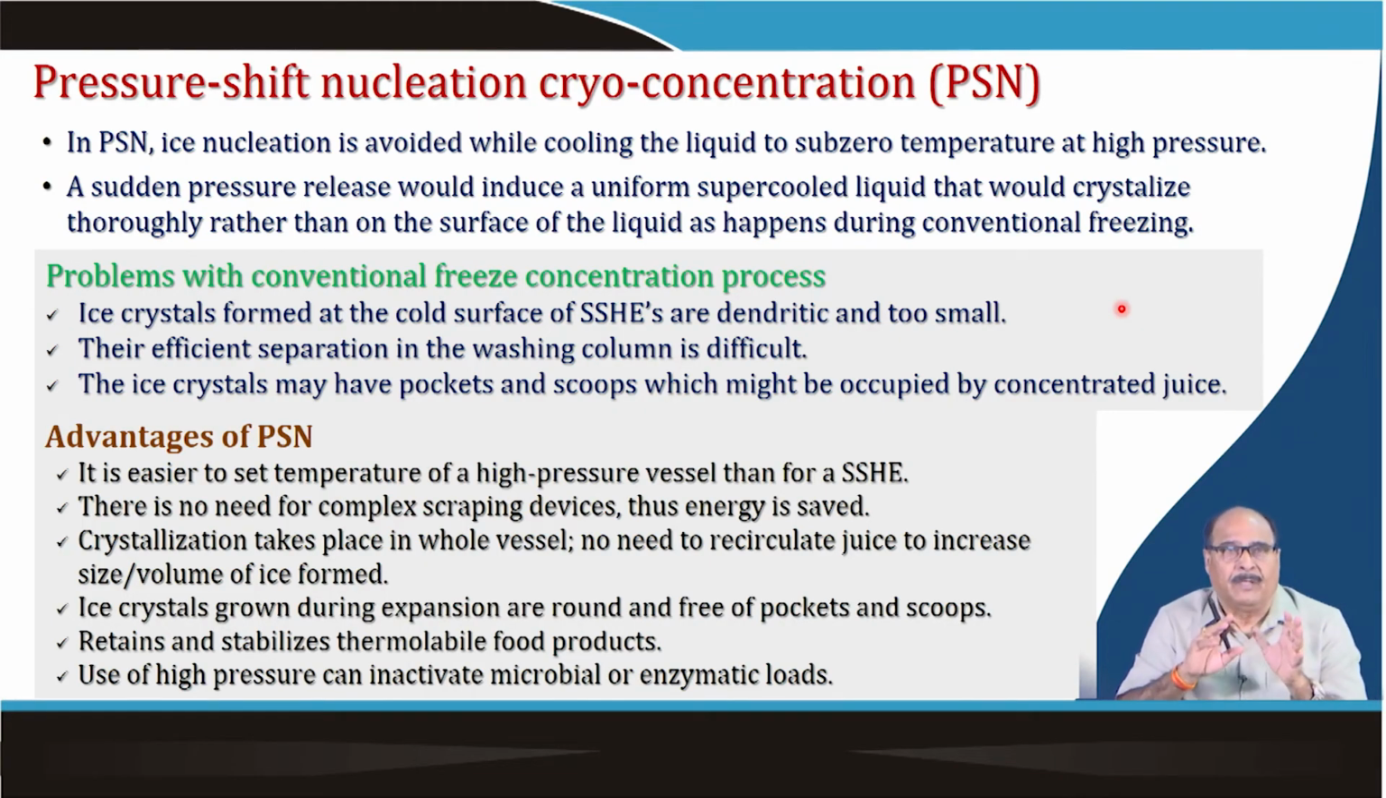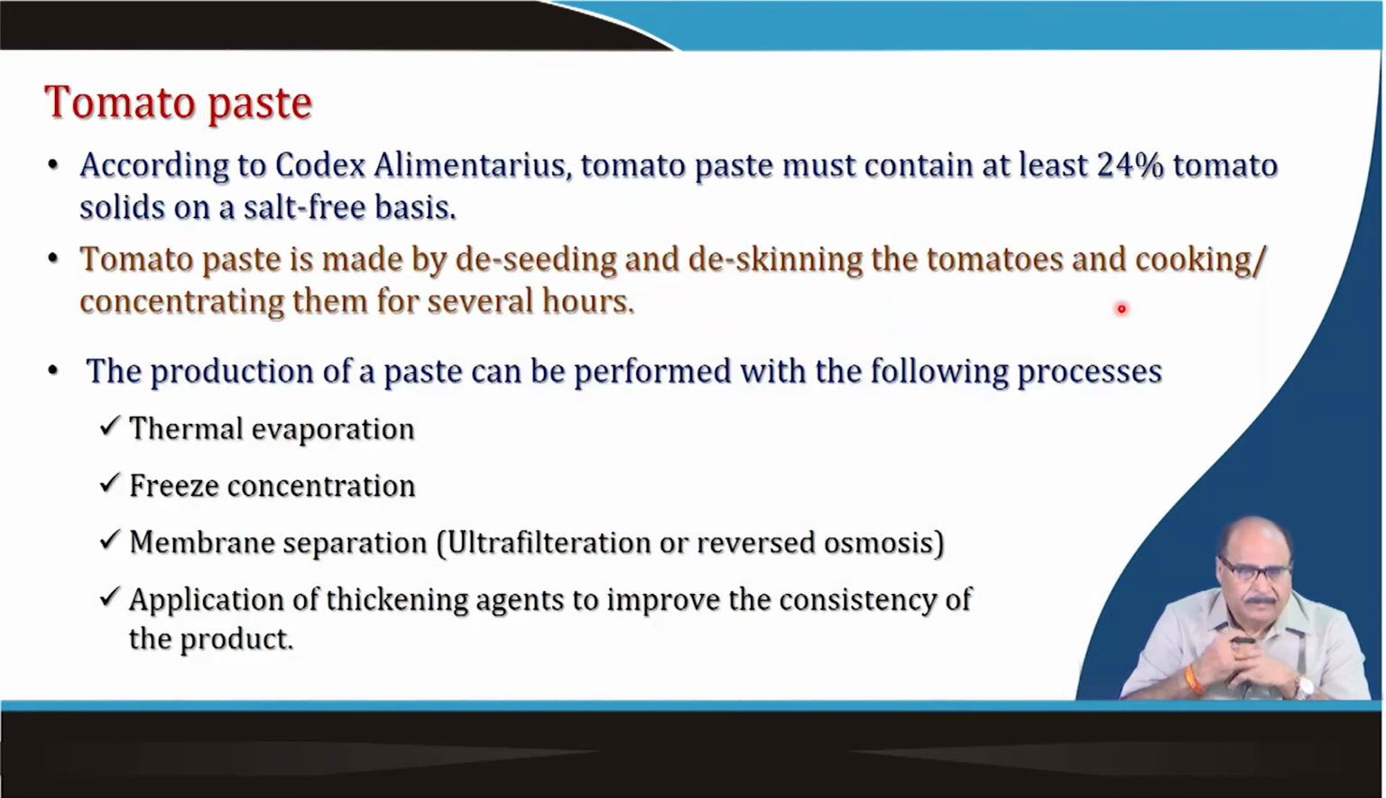So, the problems of the conventional freeze concentration process, like ice crystals forming at the cold surface, being less efficient, or ice crystals having pockets and scoops which might be occupied by concentrated juice, all these problems of conventional freeze concentration systems are overcome or removed by the pressure shift nucleation system. Now, let us see the tomato paste.